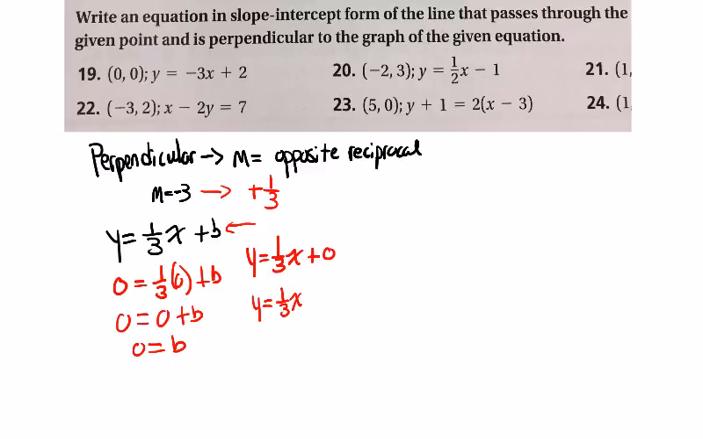Now let's go ahead and take a look at another example. Let's do question number 22, where our equation is x minus 2y equals 7, which is not in slope-intercept form, so we're going to have to do some work here, correct? And our point is (negative 3, 2). So let's go ahead and get to work.